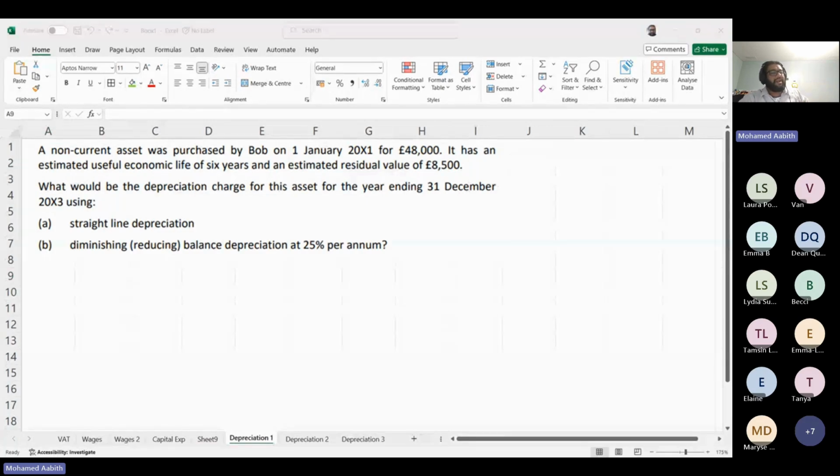So a non-current asset was purchased by Bob. Bob. I don't know how to pronounce it.